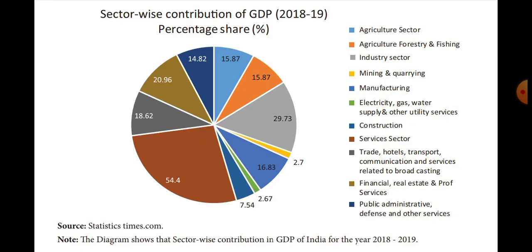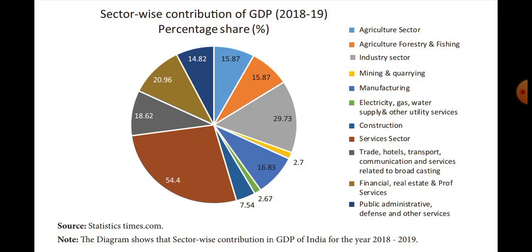Then we learned about the sector-wise contribution of GDP. In 2017 to 18, agriculture contributed 17.01 percent, industry contributed 29.01 percent, and services contributed 53.09 percent. Finally, from the picture with the percentage share given for each sector, we know how much each contributes to GDP in our country.